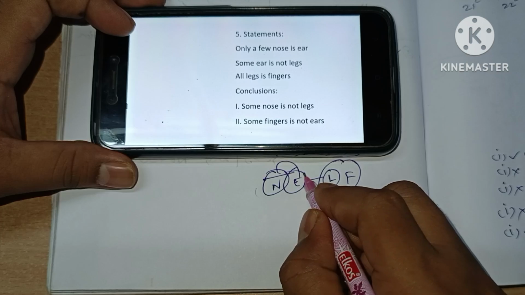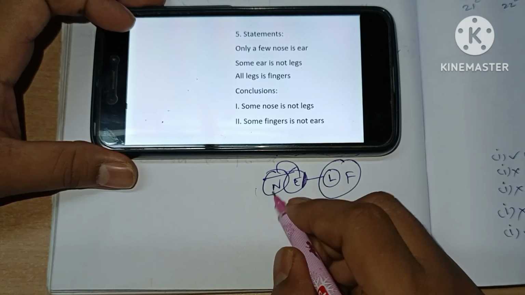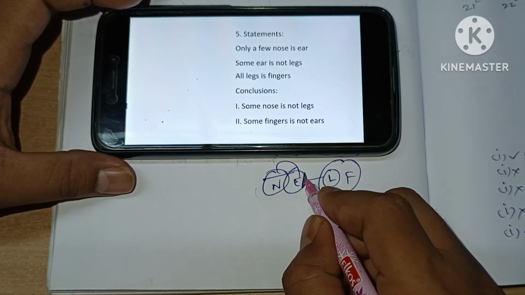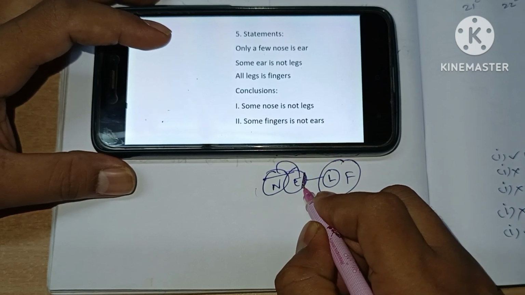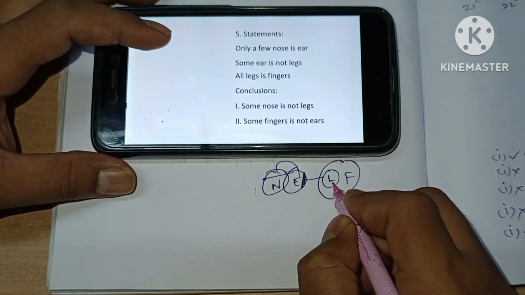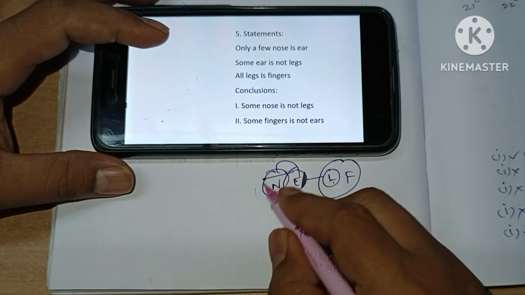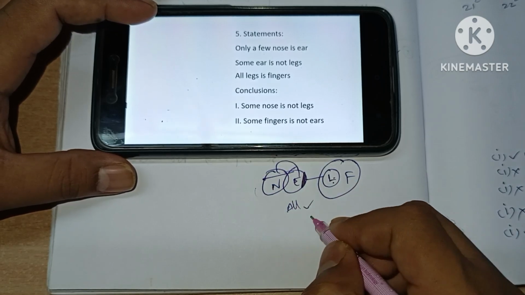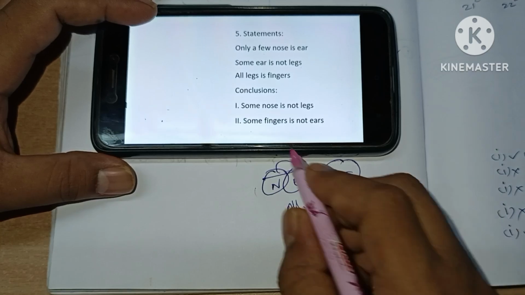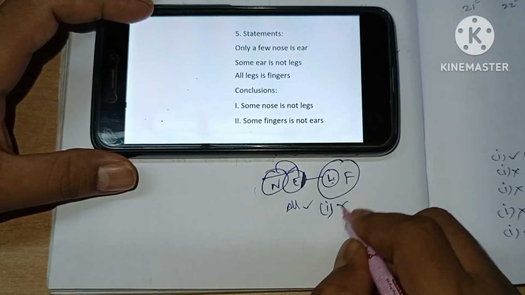Yes, we can place inside legs because here some ears is not related to the legs, but we can share all n inside legs. So all cases are possible here. All cases possible means the first conclusion, some not case, will be false.